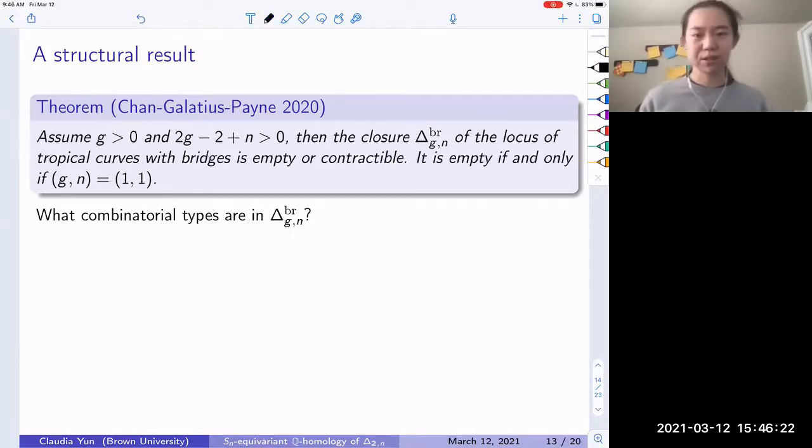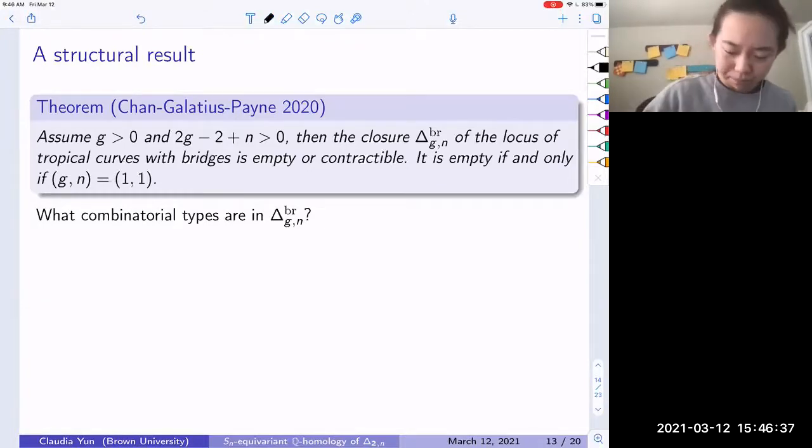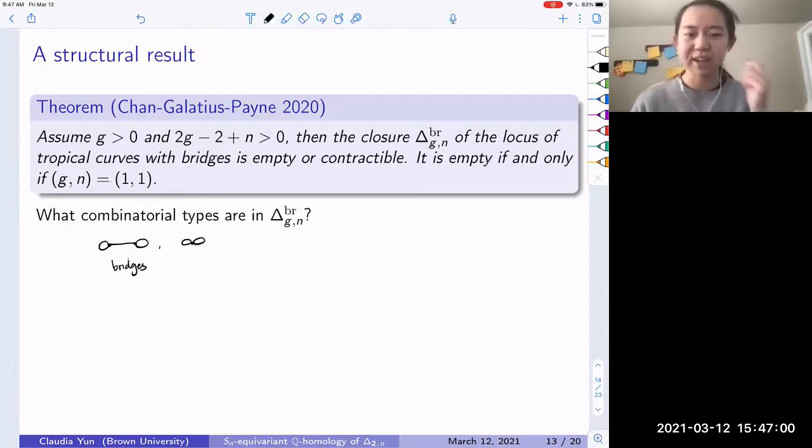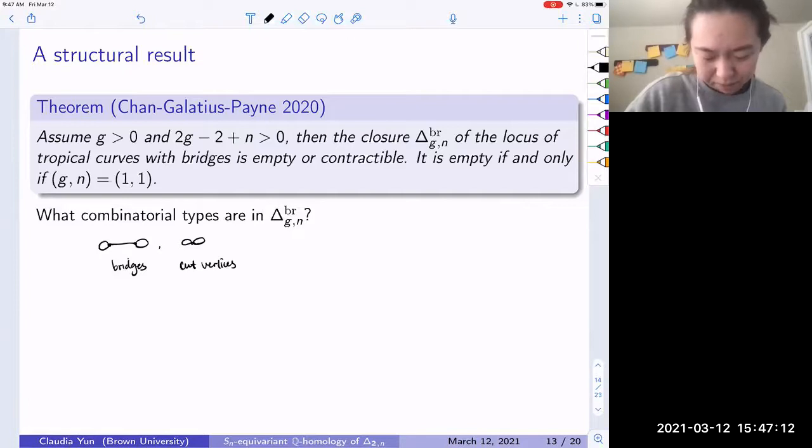And the bridge locus really contains a lot of different combinatorial types which, upon first looking, don't have bridges, because we're really taking the closure with respect to edge contractions. And in particular, of course, we would include all the combinatorial types with a bridge up front. For example, any combinatorial type that looks like this. And similarly, so we have bridges. And whenever we contract a bridge, we're going to get a cut vertex, which is defined to be a vertex whose deletion disconnects the graph. And so everything with cut vertices is going to be in the bridge locus as well.